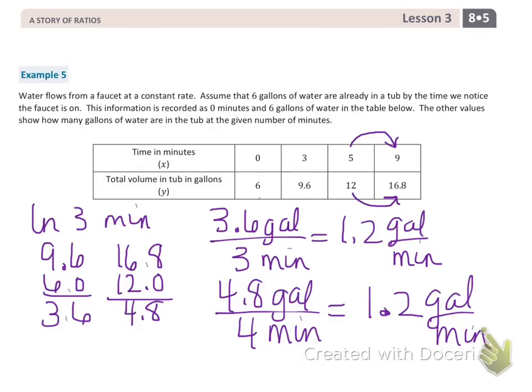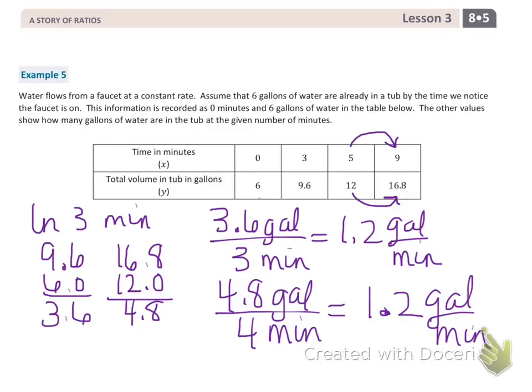Okay, so we want to write a function rule for this situation. So I'm going to get a blank piece of paper. So we know that the total volume, y, is going to be however much is flowing out in a given number of minutes. So that's going to be 1.2 times x. So our rate times the number of minutes, plus we already have 6 gallons in the tub.